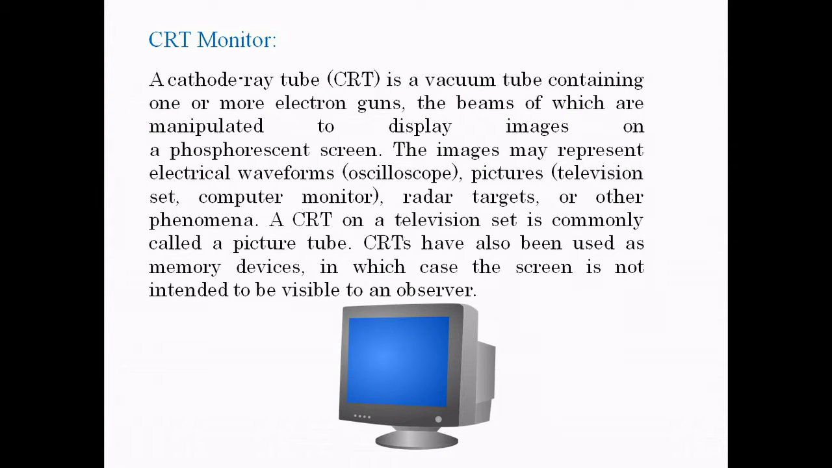There are two kinds of viewing screen used for monitors. One is a cathode ray tube or CRT. Second is flat panel display. Cathode ray tube or CRT monitor. The CRT display is made up of small picture elements called pixels. The smaller the pixels, the better the image clarity or resolution.